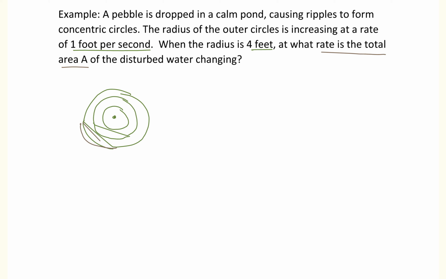So first, let's write down what we know. We know the radius is going to be 4 feet. We know that the rate the radius is increasing is 1 foot per second. So this is dr/dt, the radius with respect to time, so it's 1 foot per second. Notice there's a time unit there. We don't know the area, and we definitely don't know dA/dt. Okay, so once we have our variables identified and our givens, we're going to be looking for this.